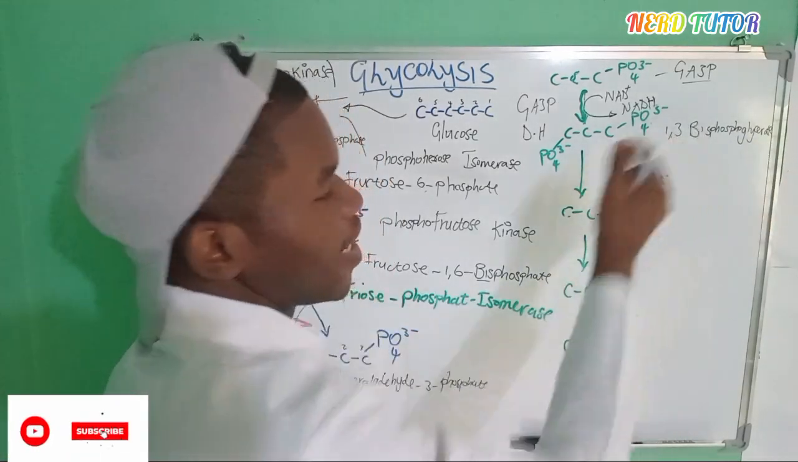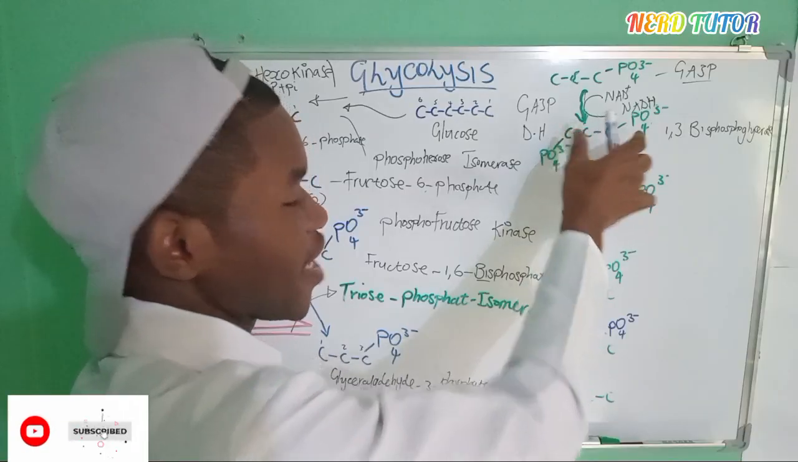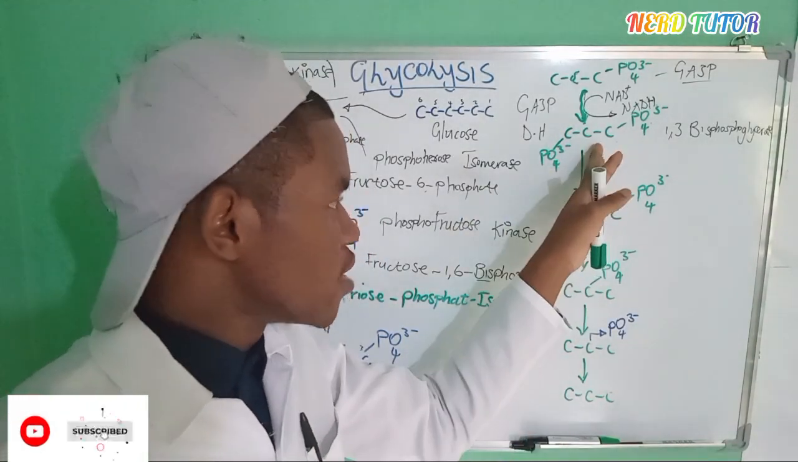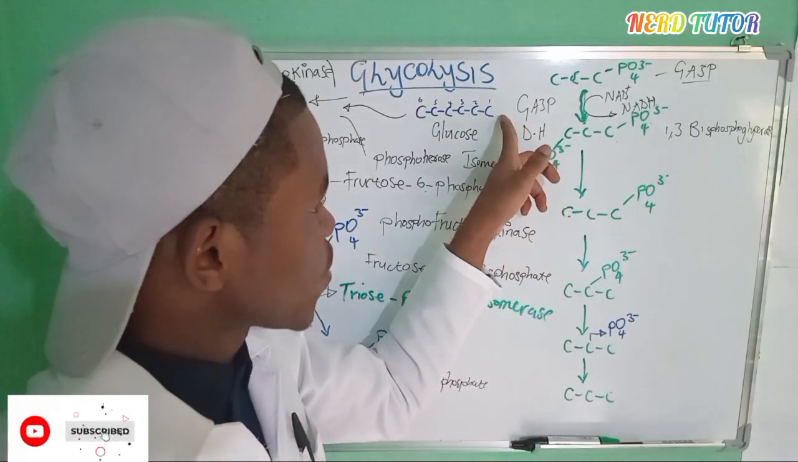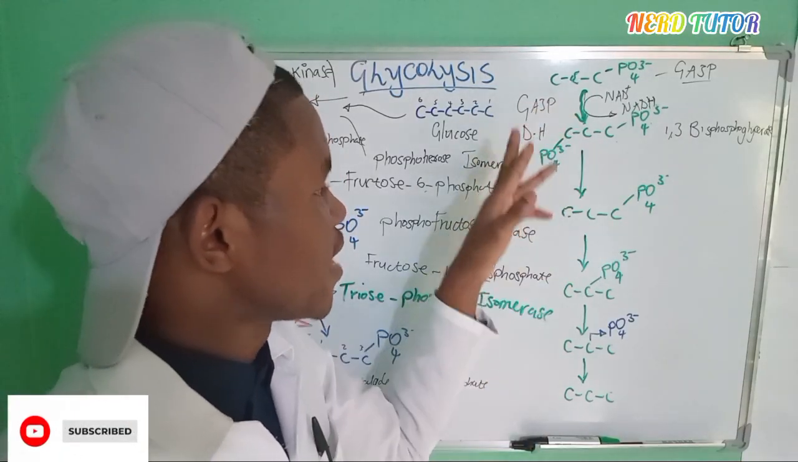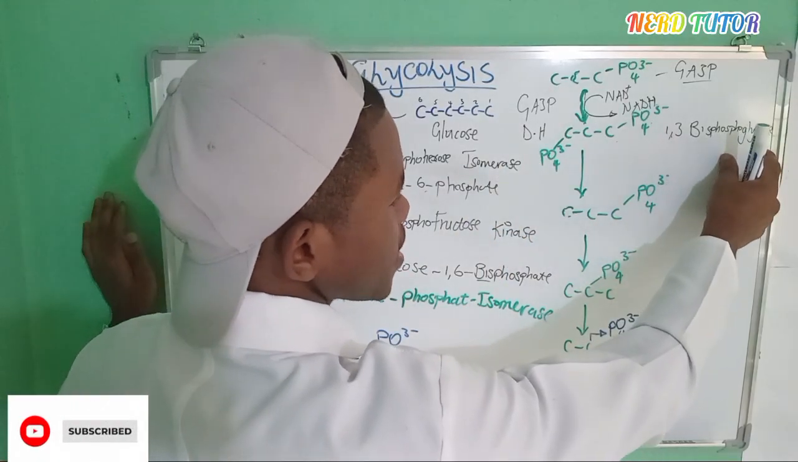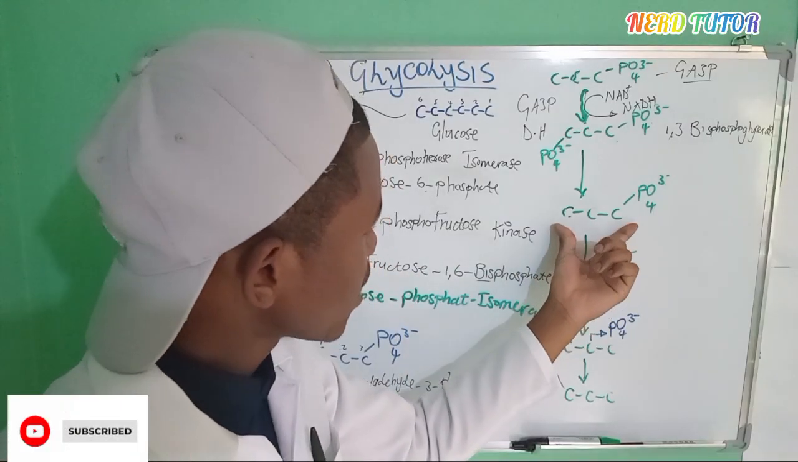Why bis? I explained here, because they are apart, these guys. They are not attached to the same bond, but to different bonds, and they are apart. So the enzyme responsible for that is what? This one, glyceraldehyde 3-phosphate dehydrogenase. So now this same molecule, the 1,3-bisphosphoglycerate, will undergo another process.